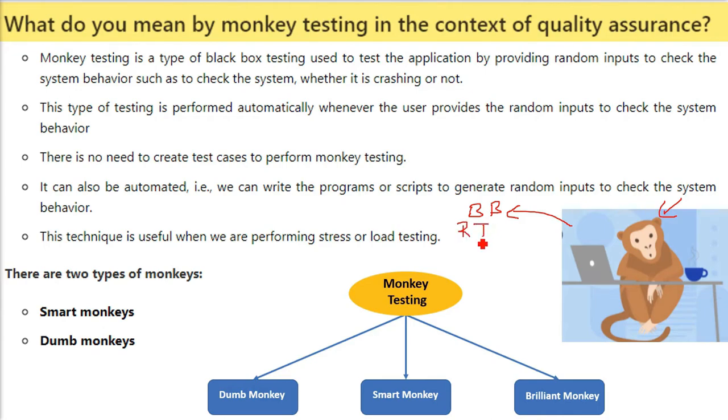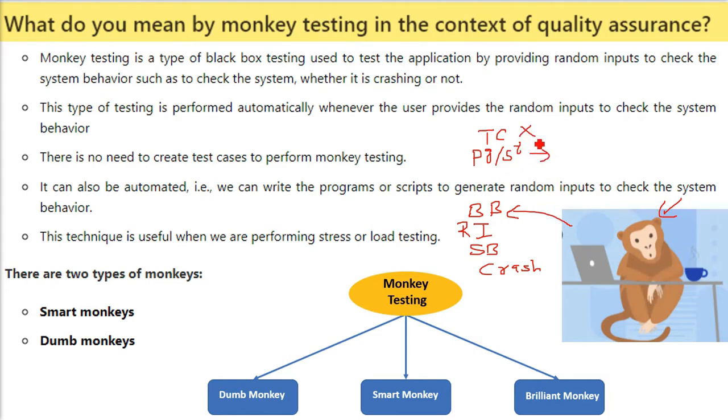So like a monkey, any kind of random inputs are given in order to check the system behavior, the software behavior, how it reacts, how it behaves. So we are basically checking whether the system is crashing, whether it is failing or not. The main idea is to give random inputs just to find out if it is crashing or not. We don't need to create any kind of test cases in this kind of testing. So it can be automated.